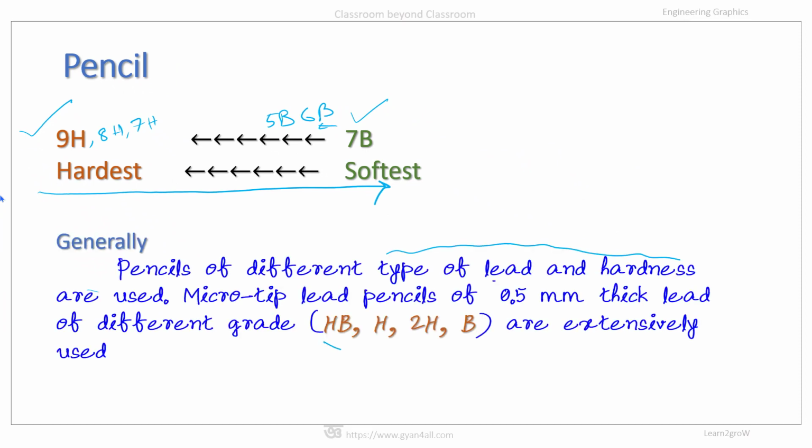This hardness may be HB, H, twice H and B. These pencils are enough for the students of engineering college, I think. They can also use micro tip lead pencils with 0.5 millimeter thick lead. These are extensively used by the students.